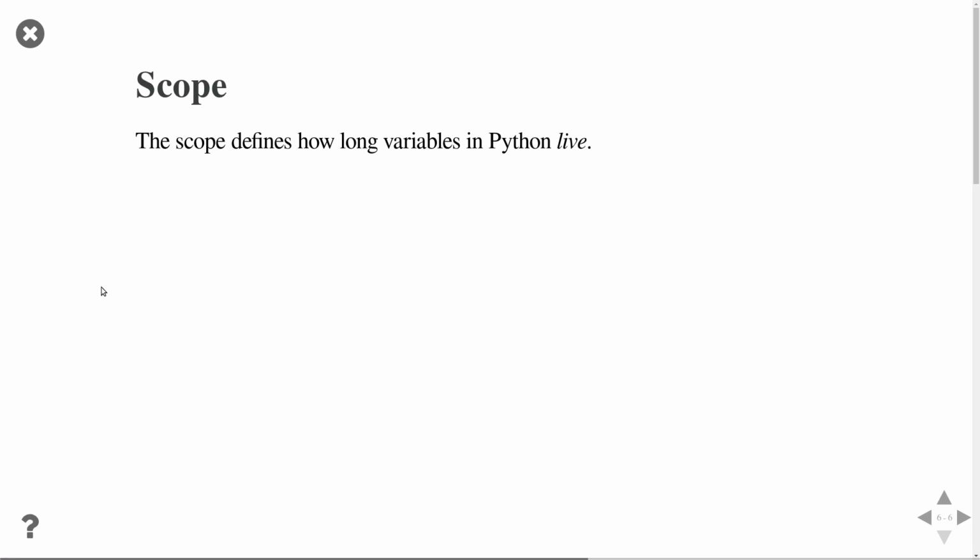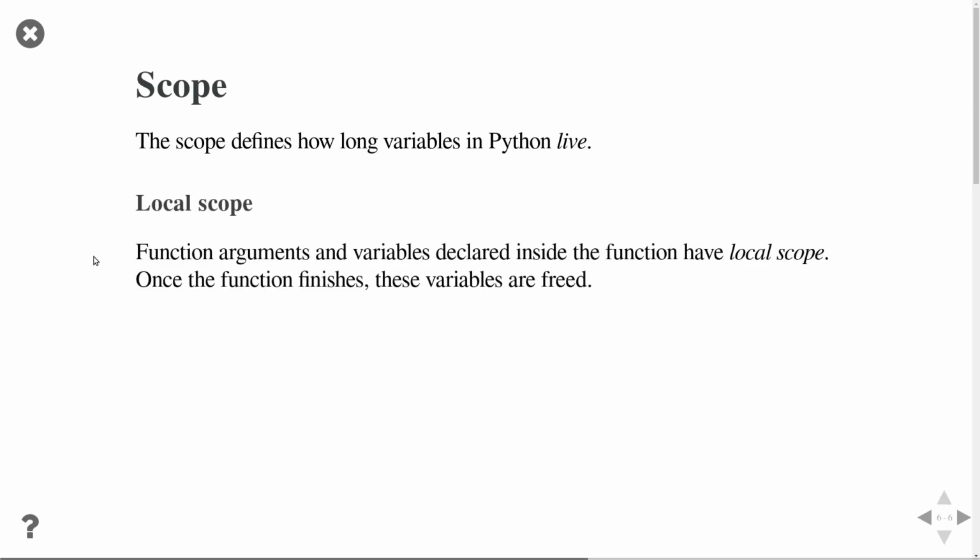Good. So just a few words about scopes. This word scope just means if you create a variable in Python, how long does it live, right? How long is it accessible? And essentially there are two different distinctions. There's a local scope. So these are variables, but also function arguments that are declared inside a function. And so anything that you declare inside a function or that comes in as an argument to a function has a local scope, which means that once the function is finished, these variables are lost, right? They won't be accessible anymore.